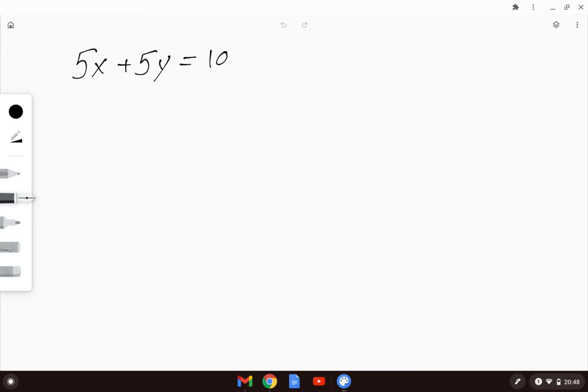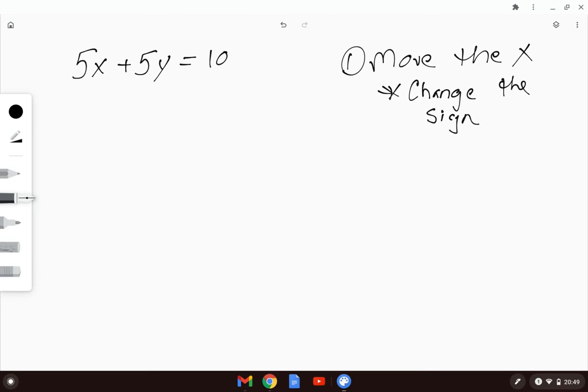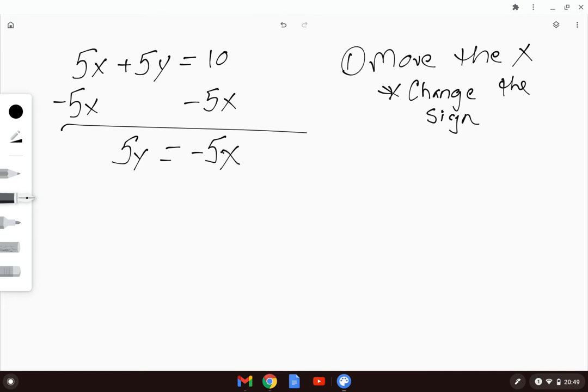All right, so if I look at this one here, 5x plus 5y equals 10. Same thing, we treat this as a literal equation. So I'm going to move the x. And as I move the x, we change the sign along with it. So subtract 5x from both sides. And remember, when I rewrite this, I'm going to write my negative 5x first, because that's going to help me to get this into slope-intercept form. So I move the x, and as I move the x, I make sure that I change the sign, because I'm doing the inverse operation.